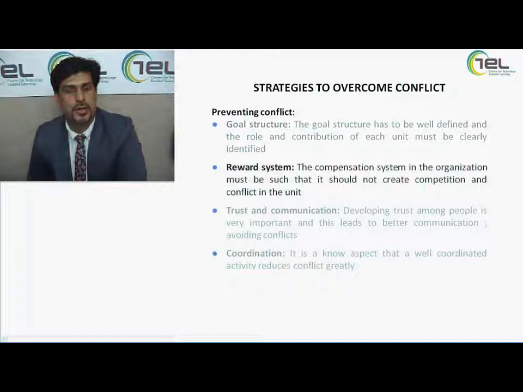Let's look at the second point which can help in preventing conflicts, the reward system. The compensation system in the organization should be such that it does not create competition and conflict, which means people should feel that they are being paid the right amount of compensation for the work that they do. Do not get people into a comparative or competitive mode, which means you should not have varied salaries. People should be paid similar or the same for the same job in the organization. This will reduce the conflict to a great extent.